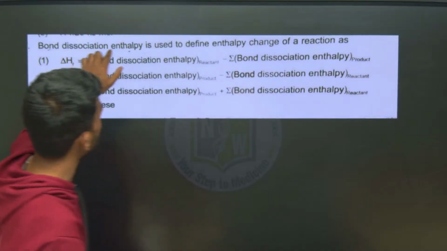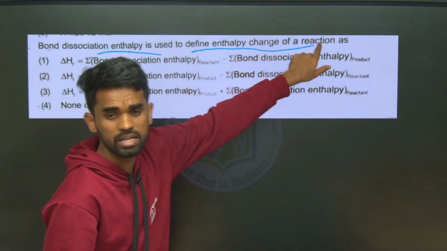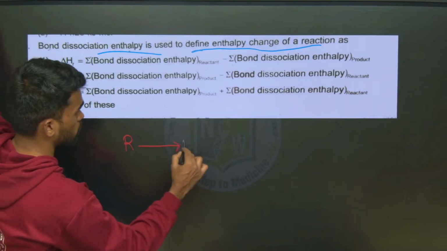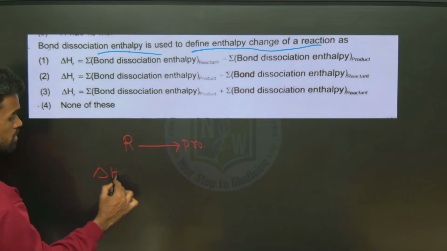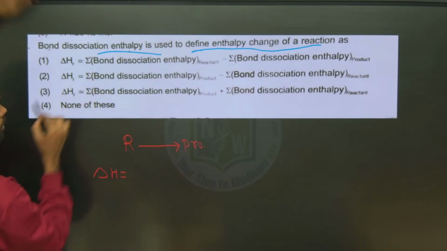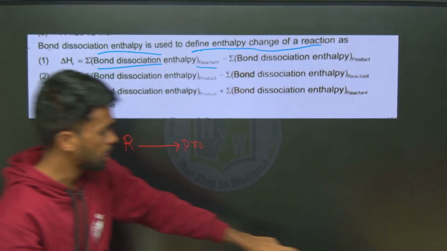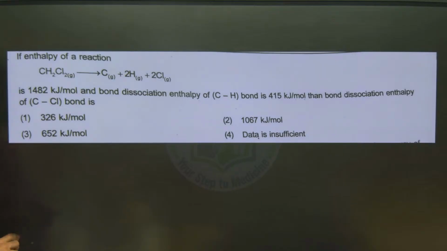See, bond enthalpy is used to define the bond enthalpy change of the reaction. Now tell me, what is the proper demonstration? Like I have reactants converting into products. So what is the formula I should use here? Enthalpy change for the reaction means bond enthalpy of reactants minus bond enthalpy of products. Okay. So here we have this reaction. Tell me, how can I calculate the value?